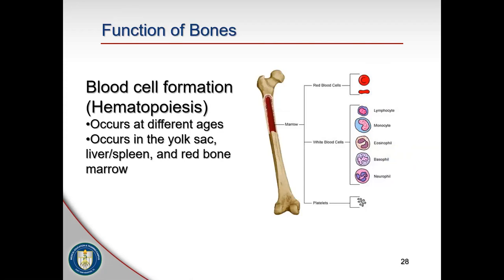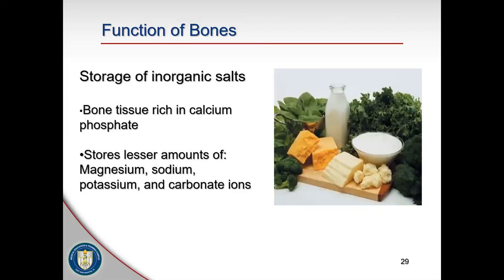Now, for blood cell formation, you see some of the things occurring at different ages. In the young, another place that you see is the yolk sac, and the yolk sac will be for infants and pediatric individuals, but the lymph and spleen will be for pretty much adults, and the red bone marrow will also be for adults. But again, it says red bone marrow, right? Where is the red bone marrow found? In the epiphysis, right? Yes.